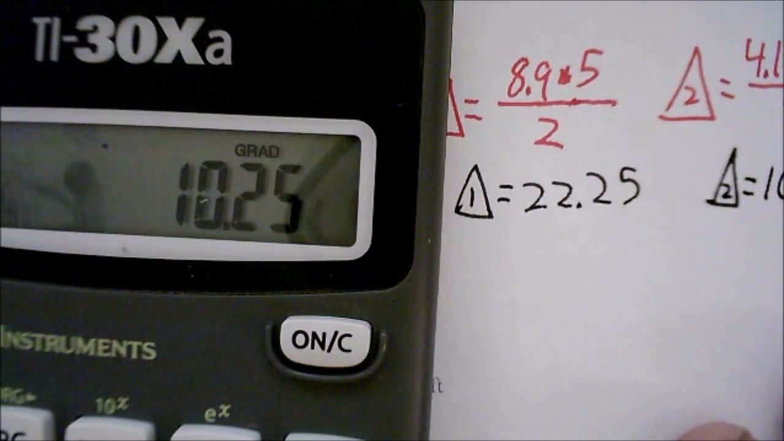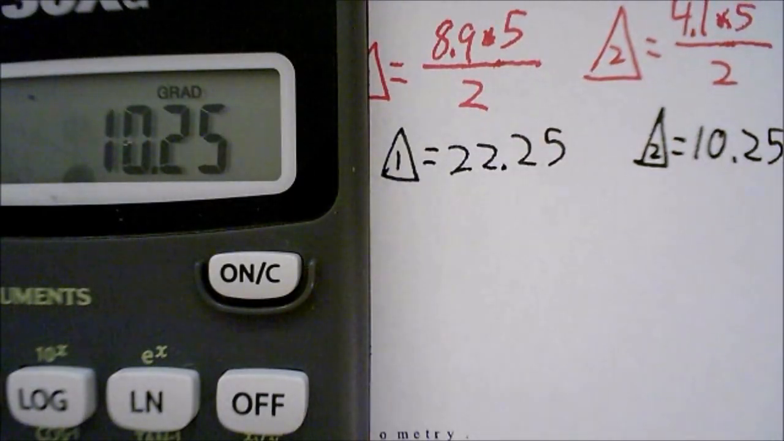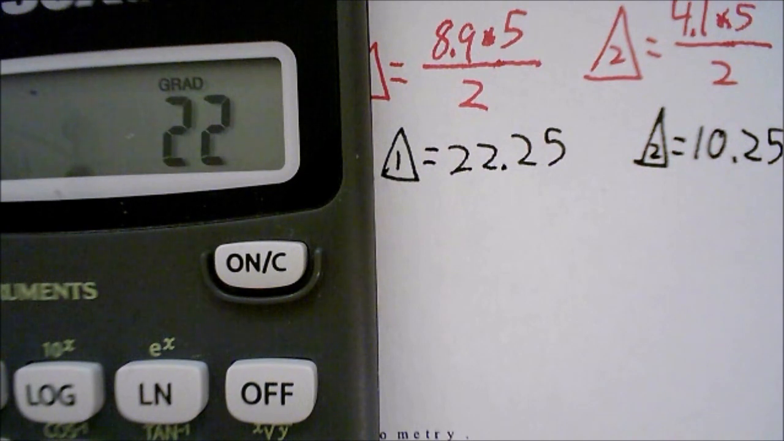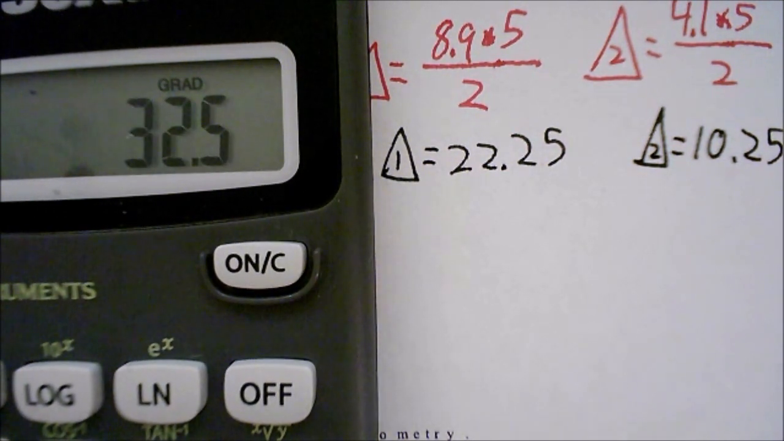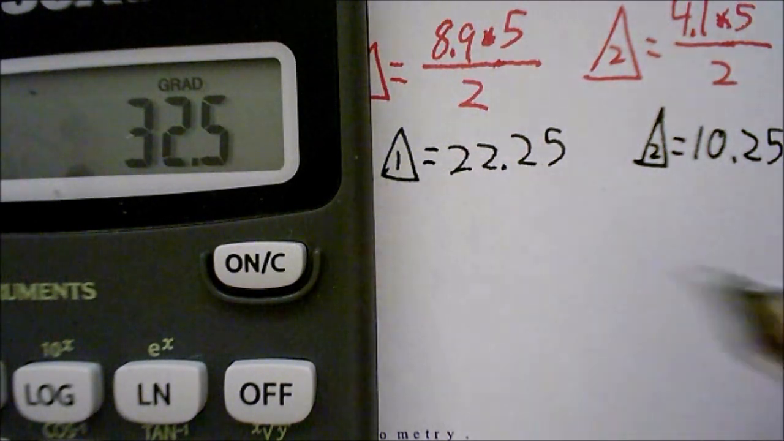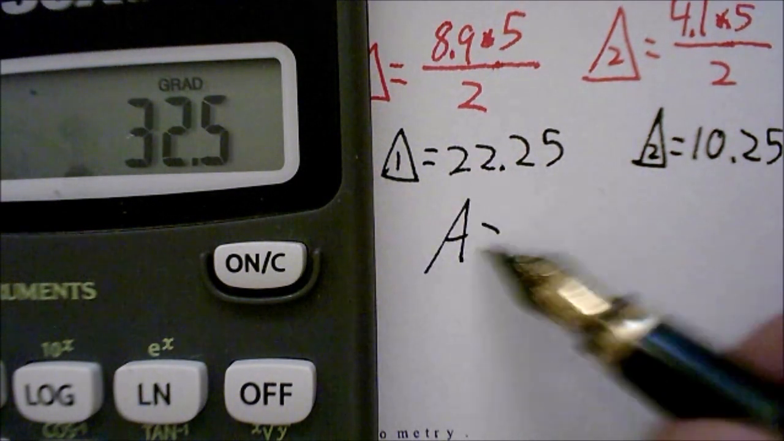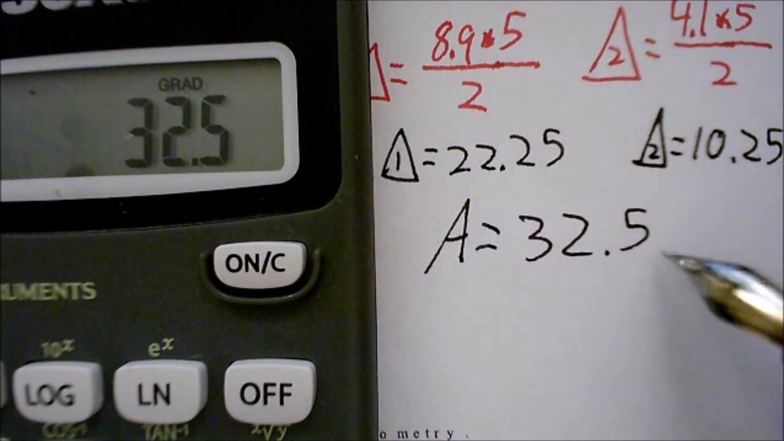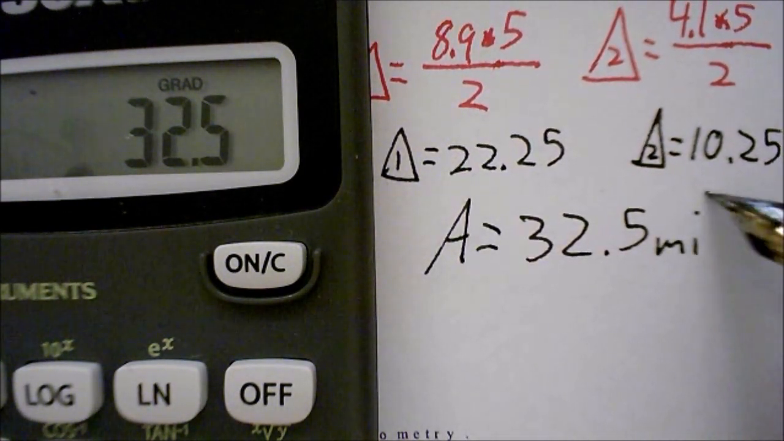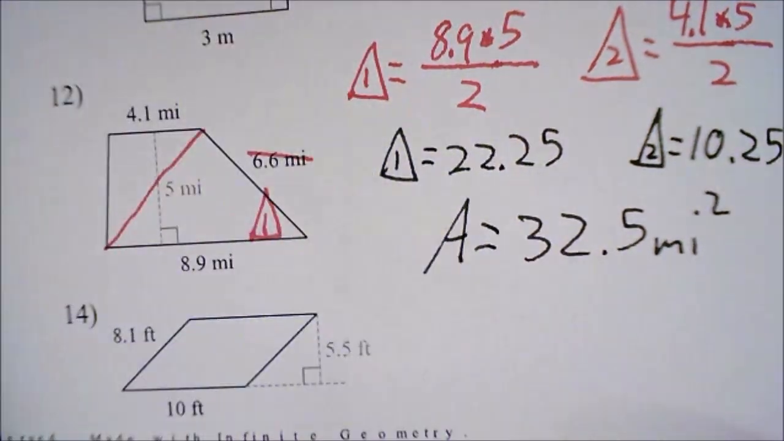Finally, the third and final step for a trapezoid without using a formula will be 22.25 plus 10.25. And that will give us 32.5 as our final area and answer for this problem. And of course, we can't forget we were measuring in miles.